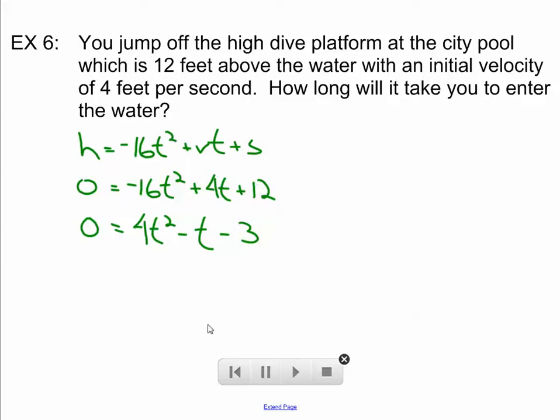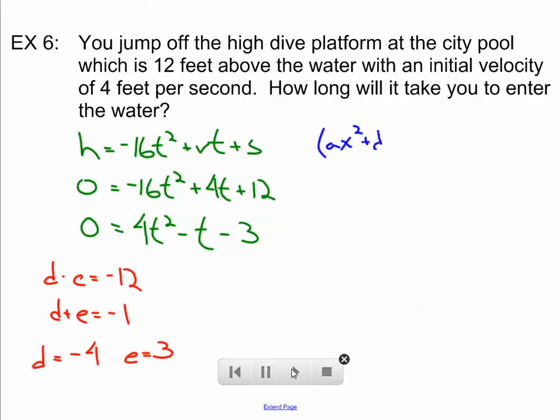Now I'm going to try and factor this. And not all equations are factorable, but let's try it. D times e equals negative 12. 4 times negative 3 is negative 12. And our b value is negative 1. So factors of negative 12 that add up to negative 1, that's not that bad. Negative 4 and 3. Again, negative 4 times 3 is negative 12. Negative 4 plus 3 is negative 1. Here's our fancy-dancy formula.